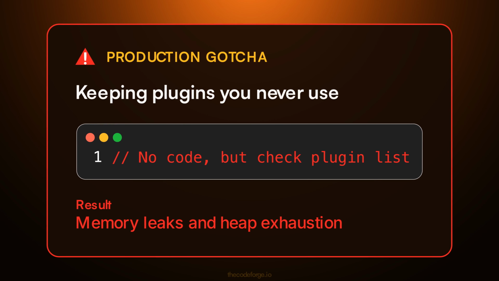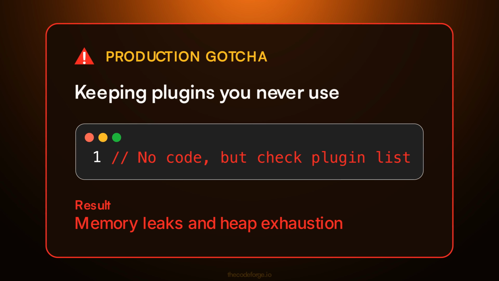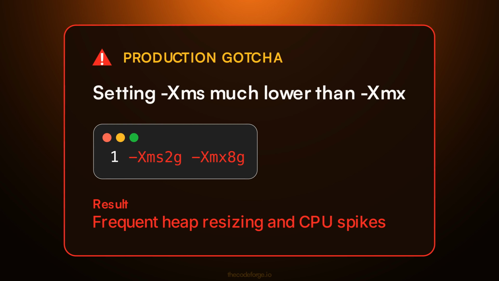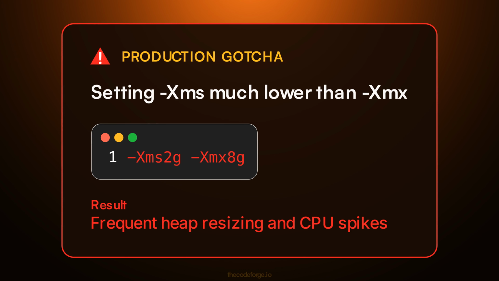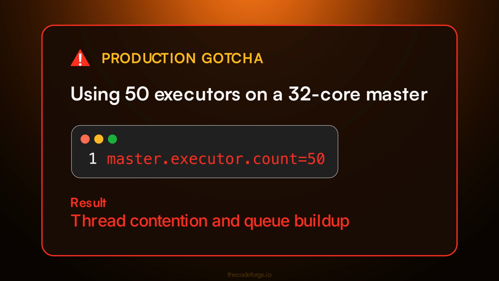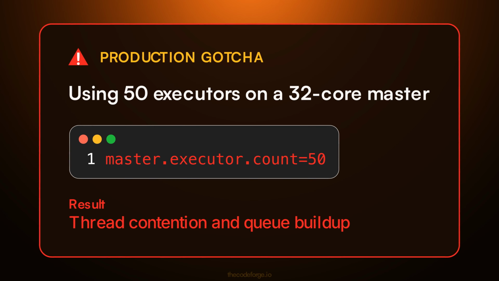Unused plugins are a liability. They consume memory and can cause leaks. Remove them. A common mistake is setting Xms lower than Xmx. This causes the JVM to constantly resize the heap, leading to CPU spikes and GC pauses. Always set them equal.